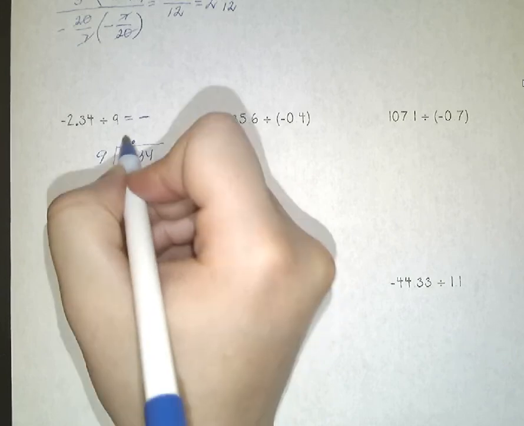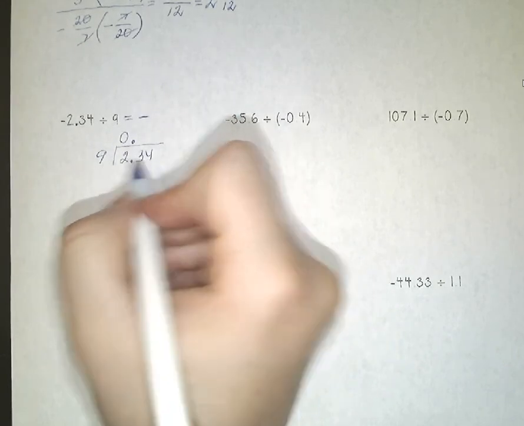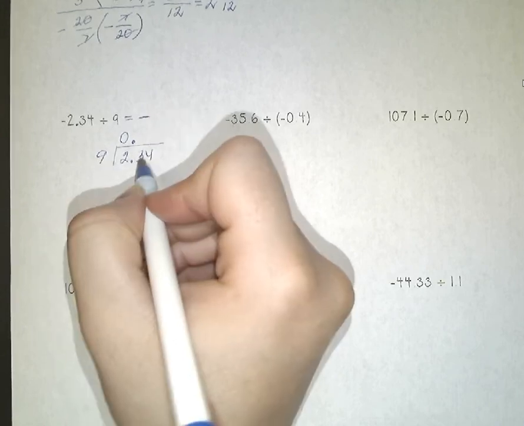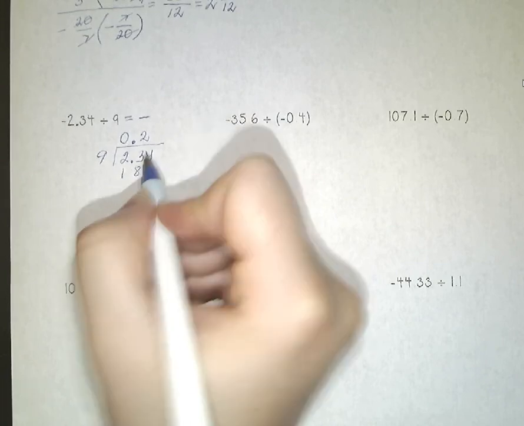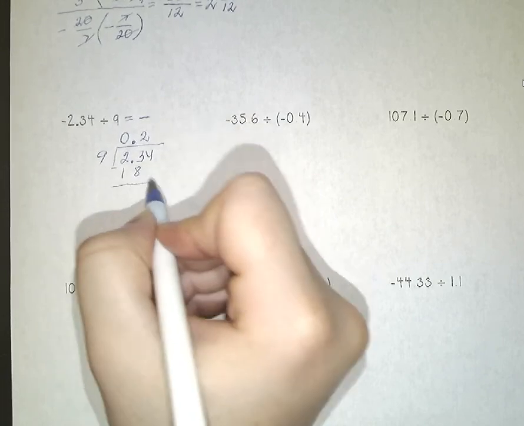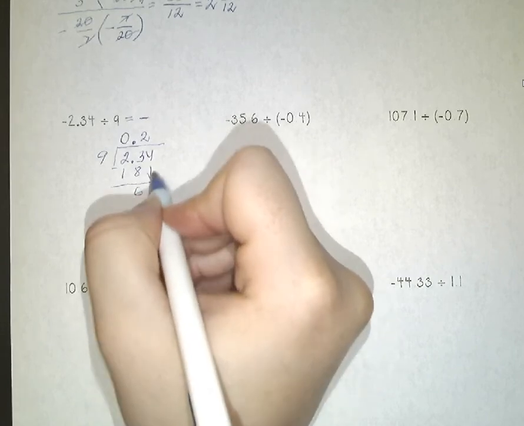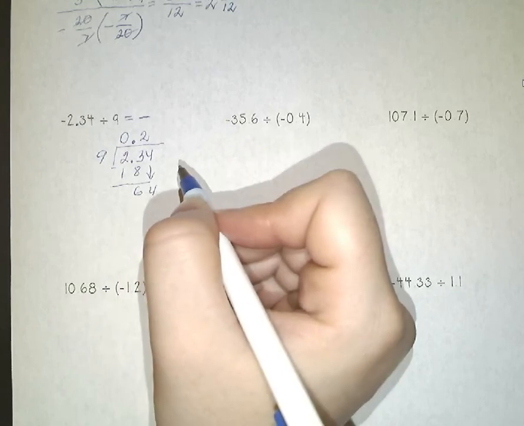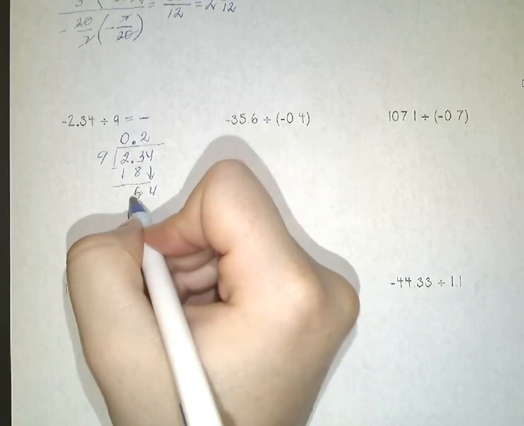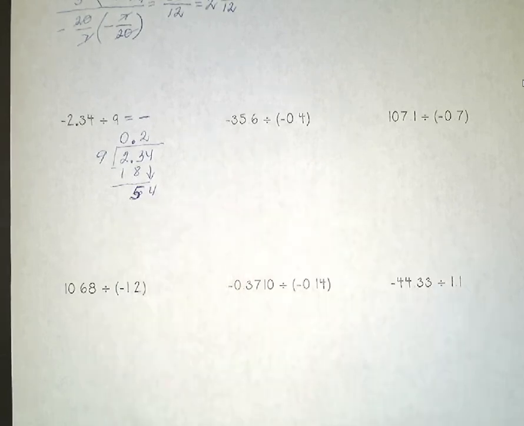9 does not go into 2, so I will put 0 on top of the 2. And now I'm dividing 23 by 9. 9 goes into 23 twice. 2 times 9 is 18. Subtract 23 and 18, you will get 5. And bring down the 4. 54, sorry, that's a 5. Yeah, even teachers make mistakes. 54 divided by 9 is 6.